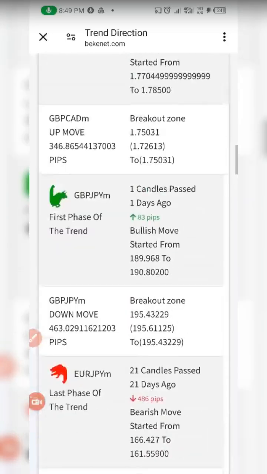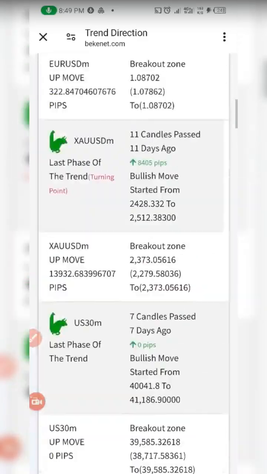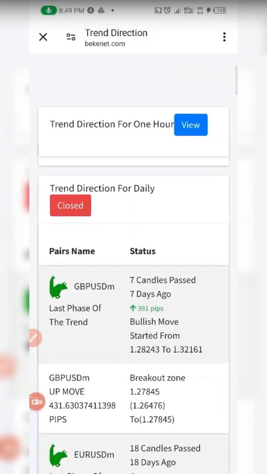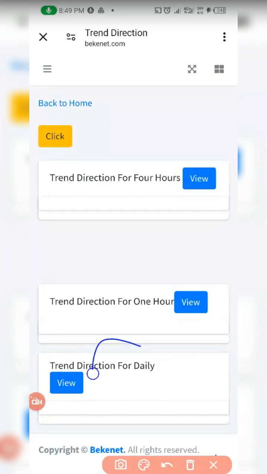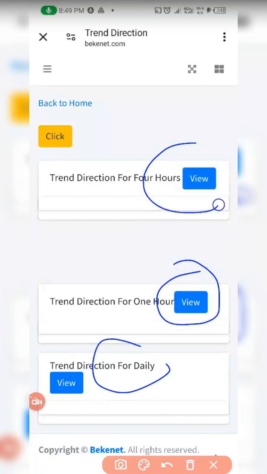So that is for daily. The same principle that we use there still applies to the same 4 hours and the same 1 hour, because this is the daily, I just skipped down to daily. We still have the same thing for 1 hour. We still have the same thing with what? 4 hours, the same trend direction.